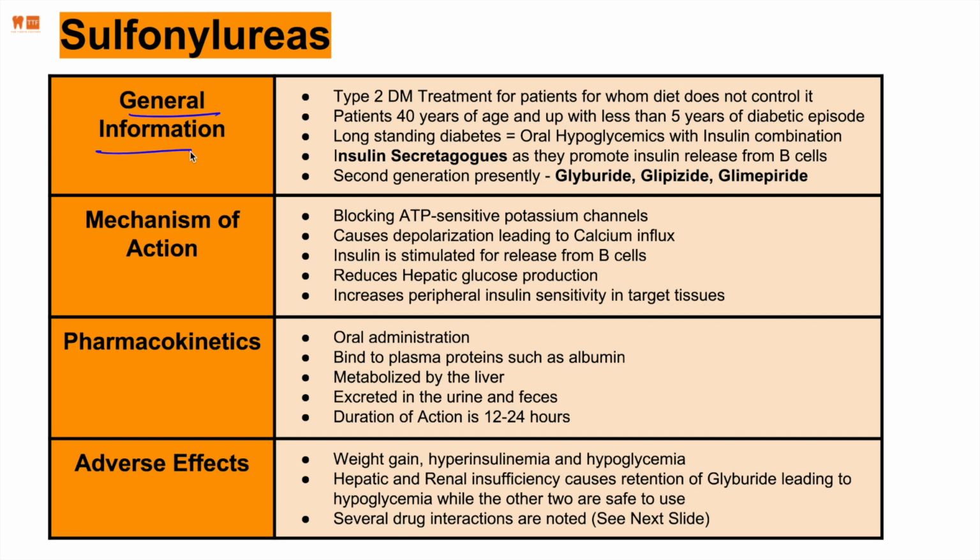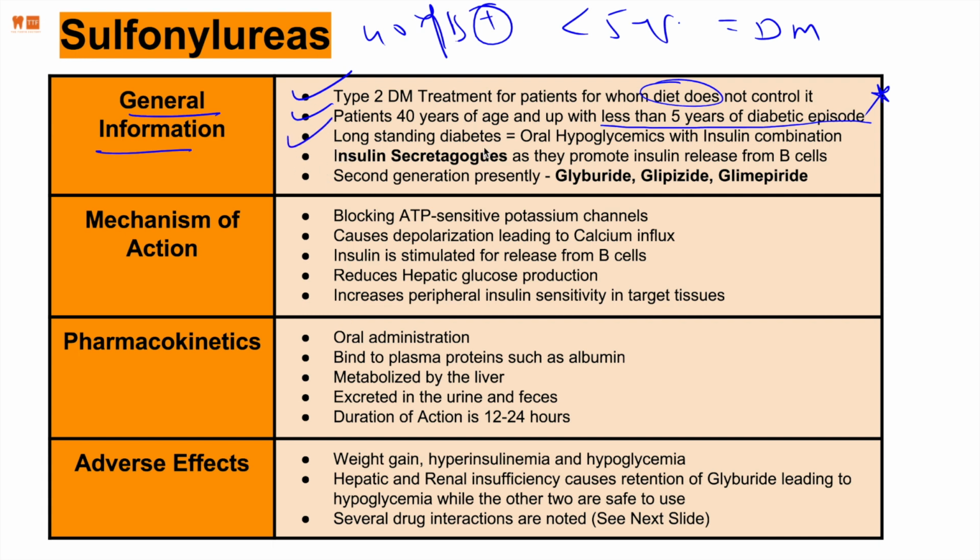Sulfonylureas, general information. Type 2 diabetes treatment, perfect. Patients for whom diet does not control it. Patients over 40 years of age with less than 5 years of diabetes mellitus. Long-standing diabetics, oral hypoglycemics with insulin combination is very important.